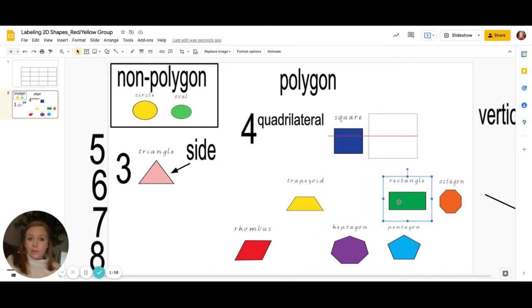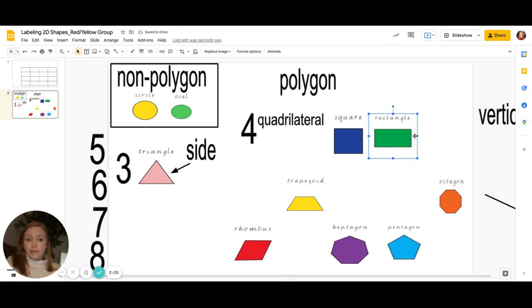rectangle. Rectangles and squares are super similar. The only thing that's different is that a rectangle has 2 sides of equal length and a square has 4 sides of equal length. Because on the rectangle, the top and bottom are equal and the sides are equal, but they're not all 4 equal.